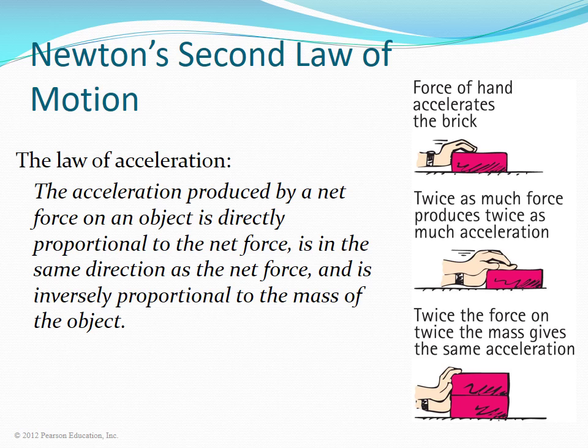The acceleration produced by a net force on an object is directly proportional to the net force. It is in the same direction as the net force and is inversely proportional to the mass of the object. Newton discovered that the acceleration of an object depends directly on the force applied. You double the force, you double the acceleration. Newton also discovered that the acceleration is inversely proportional to the mass. Double the mass being accelerated, and the acceleration is half as much.